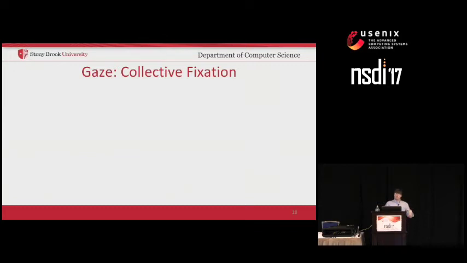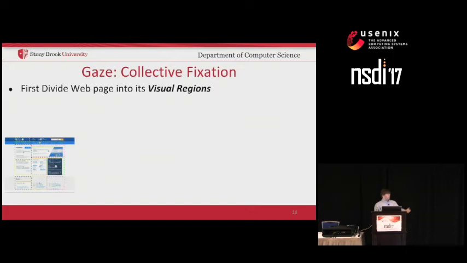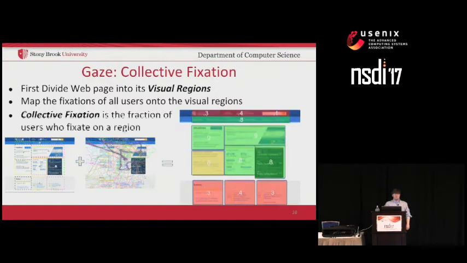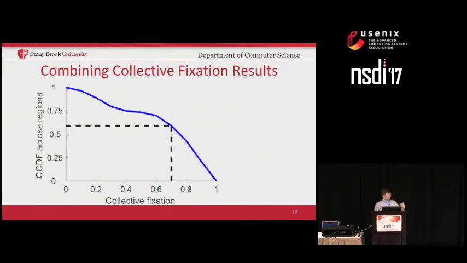We call this metric the gaze collective fixation. So how it's calculated is we first divide the web page into its visual regions, which are more respective of the web objects themselves. We then map the fixations of all users onto these visual regions. And finally, we estimate the collective fixation as the fraction of users who actually fixate on a given region. Now here for the example site of fcc.gov, we can see a few regions of high collective fixation, high user interest, which are marked in green, as well as other areas relatively sparse of user interest, which are marked in red.